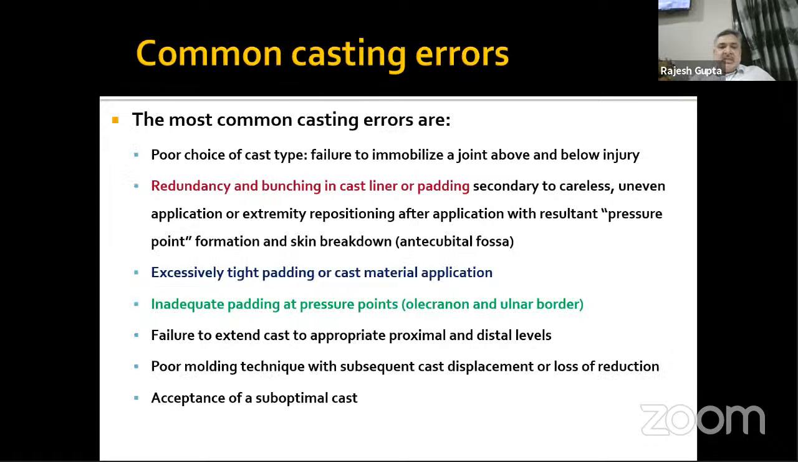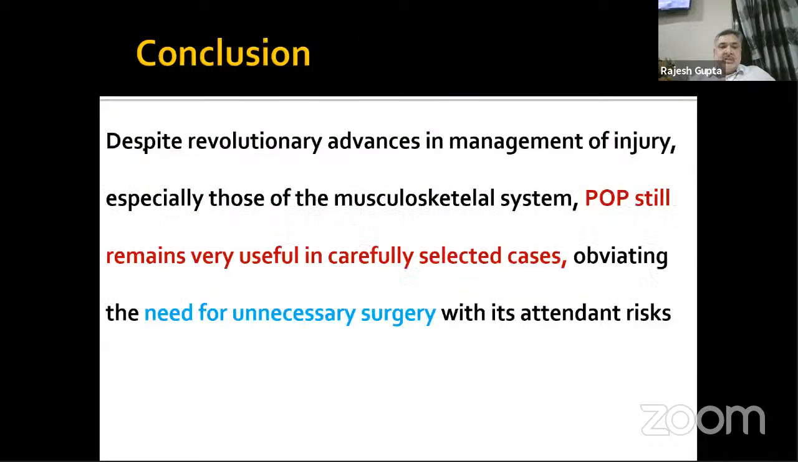There are common casting errors: poor choice of cast, redundancy and bunching of the cast liners, excess tight piping of cast material, inadequate padding, failure to extend the cast properly, poor molding, and acceptance of a suboptimal cast. So in conclusion, despite revolutionary advances in management of injury, especially those of the musculoskeletal system, POP still remains very useful in carefully selected cases, obviating the need for unnecessary surgery with its attendant risks.